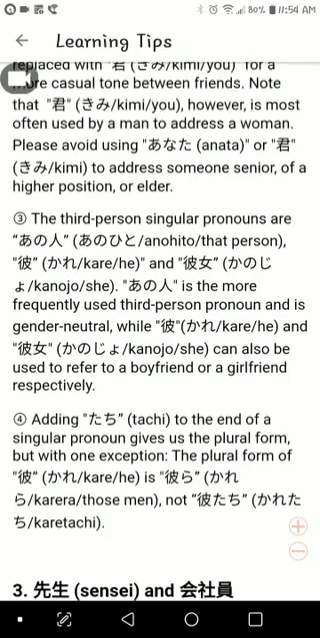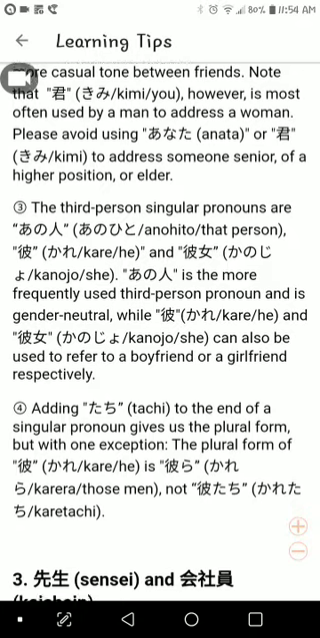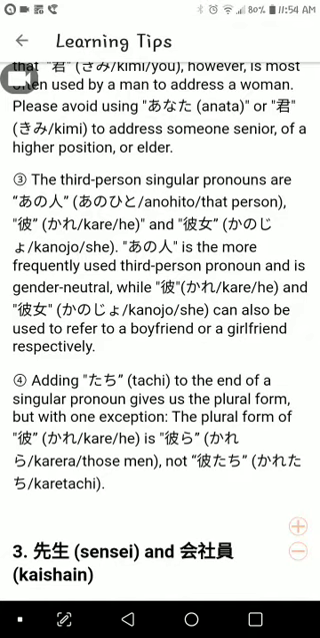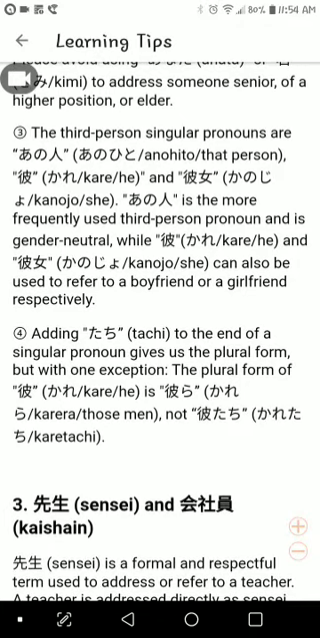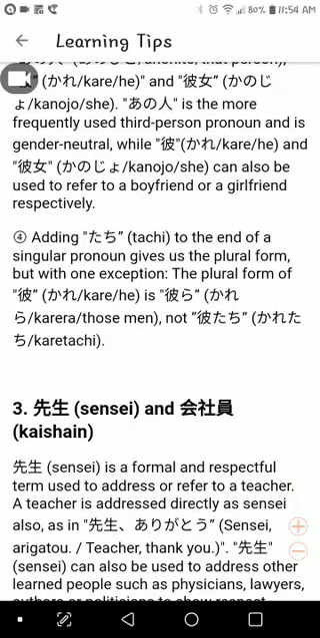Third person singular pronouns are ano hito, that person, and kare, he, and kanojo, she. Ano hito is the more frequently used third person pronoun, as it is gender neutral. Kare, he, and kanojo, she, can be used to refer to a boyfriend or girlfriend, respectively. Adding tachi to the end of a singular pronoun gives us a plural form, but with one exception. The plural form of kare is karera, those men, not kare tachi.